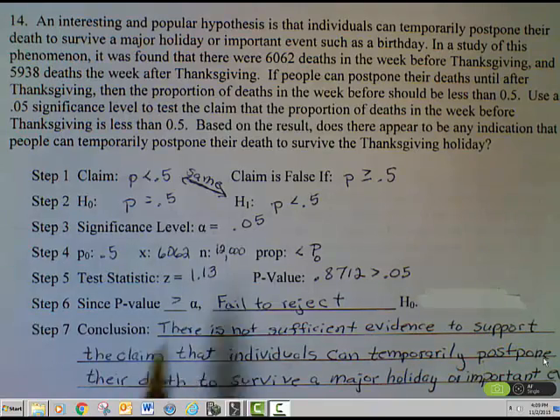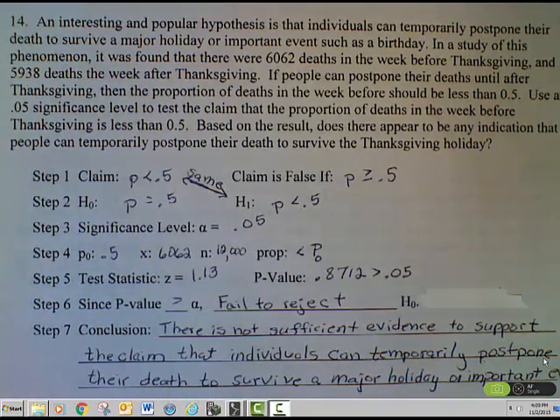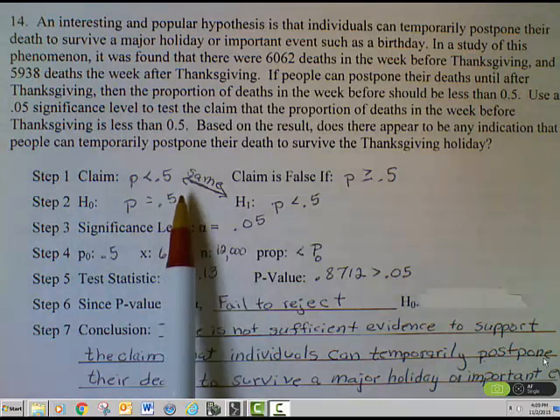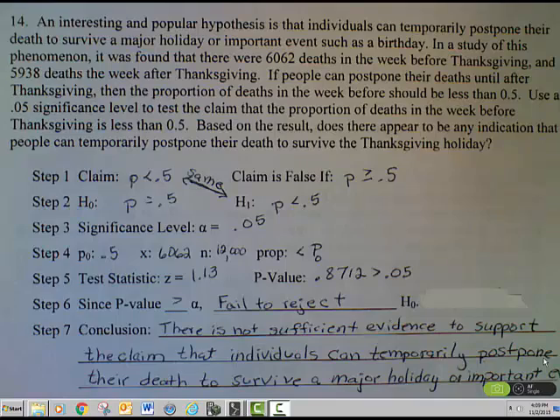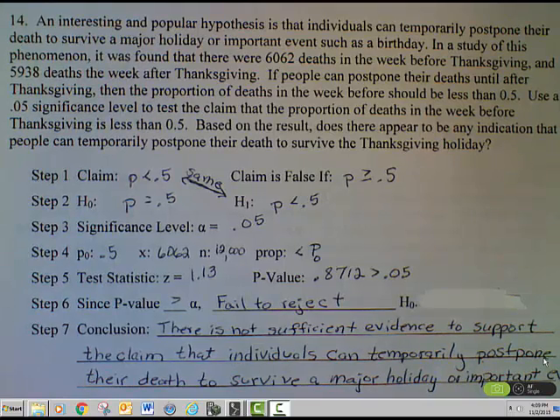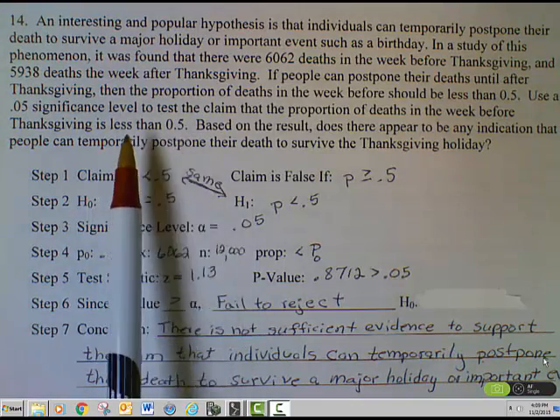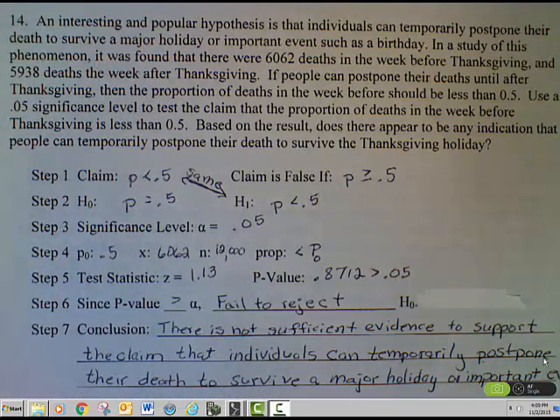We were hoping that the evidence would show that there is sufficient evidence to support the claim that individuals can temporarily postpone their death, but that was not the case. So, does that necessarily mean that this claim is not true? Have we proven this false? No, we have simply proven that this evidence is not strong enough to support the claim. We haven't rejected it either.